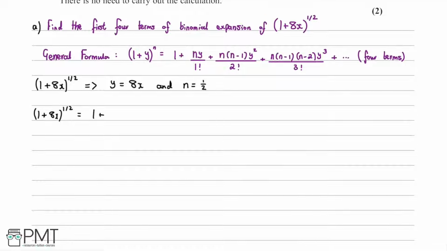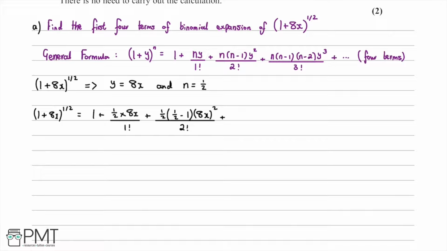So therefore (1 + 8x) to the power of a half is going to equal 1 plus n multiplied by y, so that's 1 over 2 multiplied by 8x, and then we divide that by 1 factorial, and then we add on 1 half multiplied by a half minus 1. We multiply that by 8x all squared. So we've got to remember we're going to square not only the x but the 8 as well. And then this time we're going to divide that by 2 factorial.